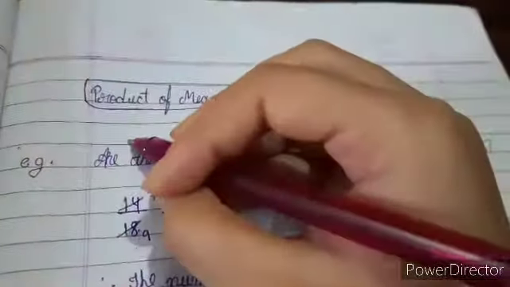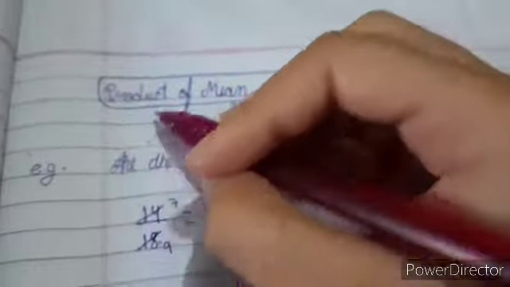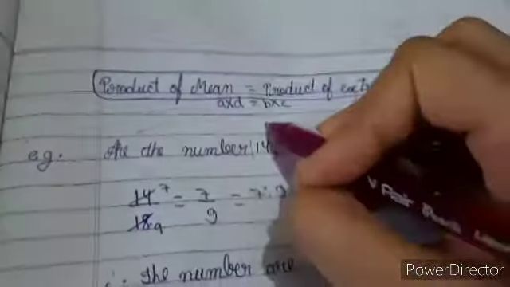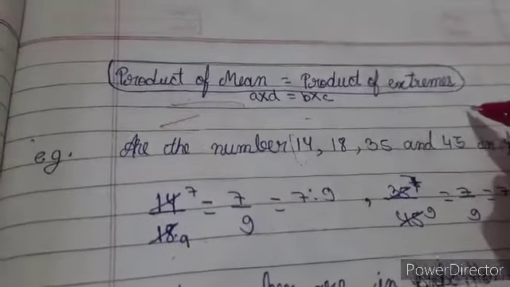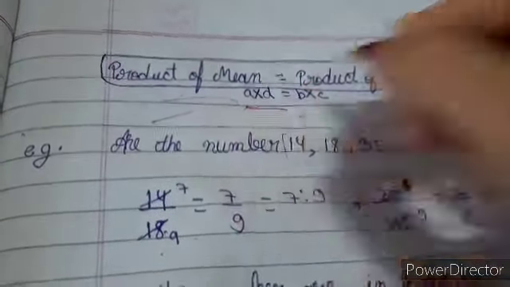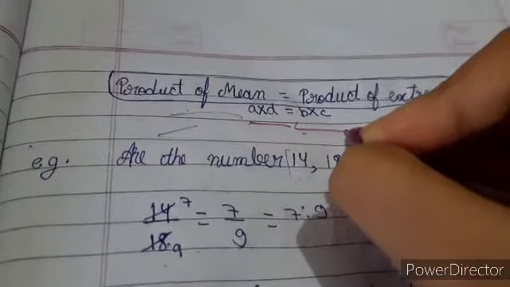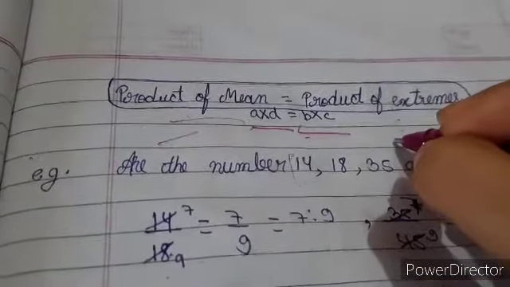So what is the main point? Why have I taught that? Because product of means is equal to product of extremes. I have told you before also. We can write A multiplied by D is equal to B multiplied by C. Like this also, I have told you.